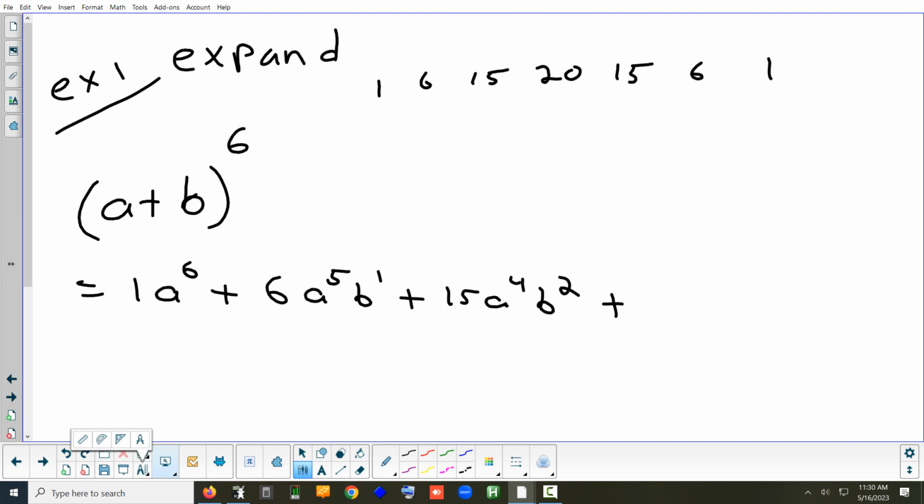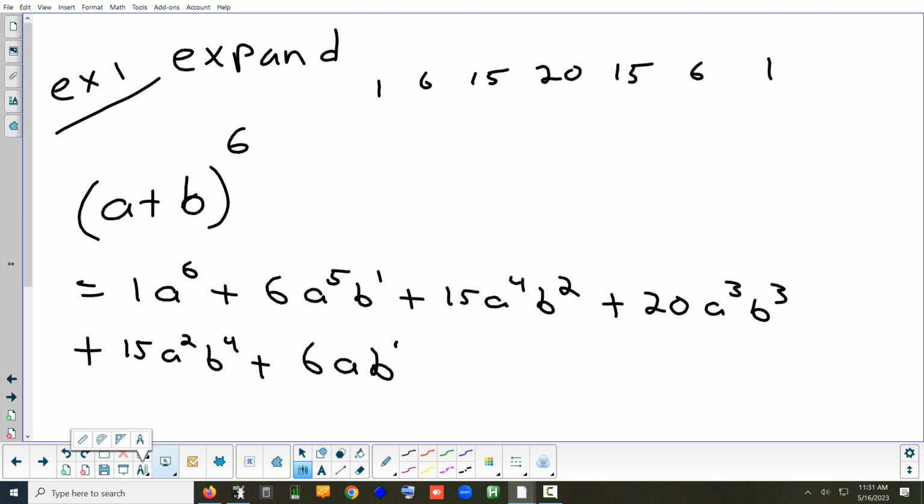20. So then we have a 20. And then both are to the 3rd. Bring the A down, bring the B up. Okay, what about my next term? Another 15, except it's A to the 2nd, B to the 4th. And then 6, and it's A to the 1st, and B to the 5th. And then 1, which is A to the 0, B to the 6th. You don't have to put the 1 or the A to the 0, but you can put them, that's fine. But 1B to the 6th.